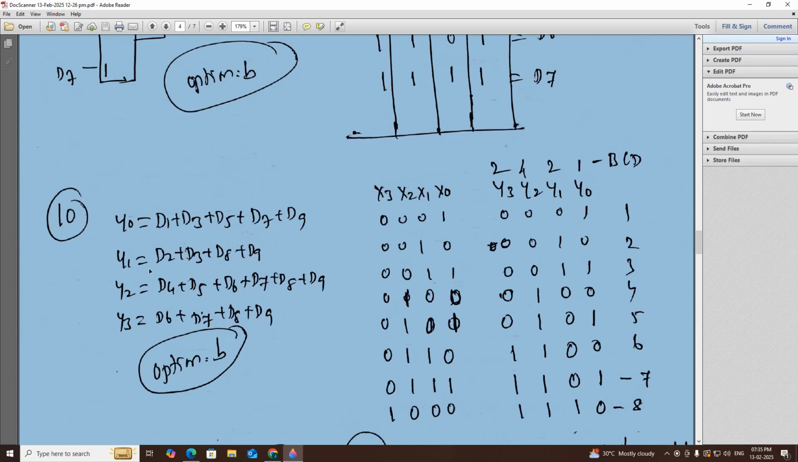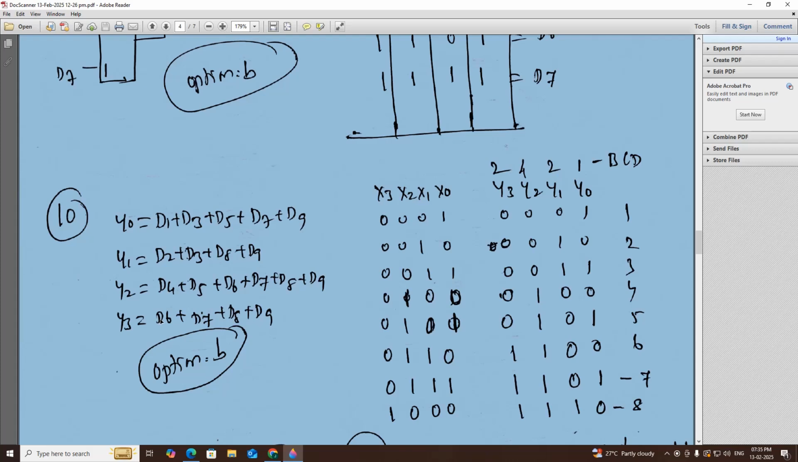For Y1 there is no D1 term. So we know that except D1, all the other inputs D2, D3, D4 are all 0. So 0 plus 0 plus 0 plus 0 is 0. For Y2 there is no D1 term. So D4 is 0, D5 is 0, D6 is 0, D7 is 0, D8 is 0, D9 is 0. So therefore Y2 is also 0. For Y3 there is no D1 term.